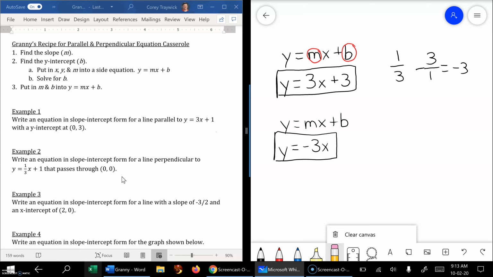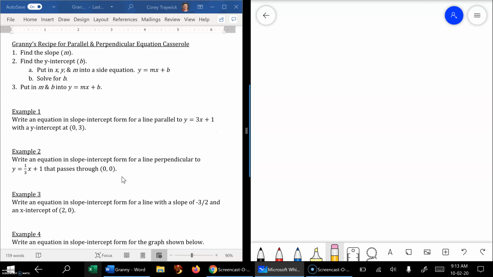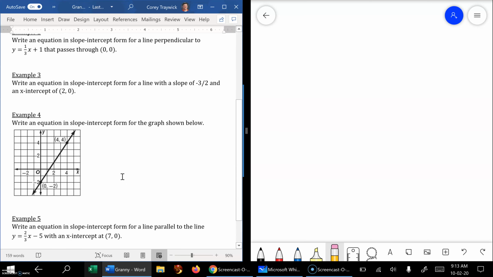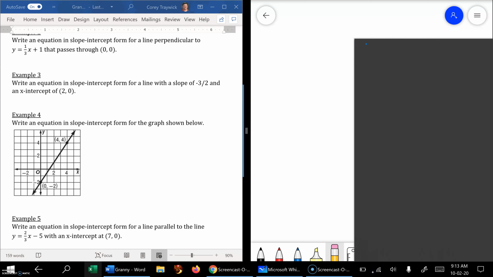All right, let me clear and erase this thing right here and show you the next one. All right, let's scroll on up. It says, write an equation in slope-intercept form for a line with a slope of -3 over 2 and an x-intercept of (2, 0). Well, this one's going to be a little bit different.